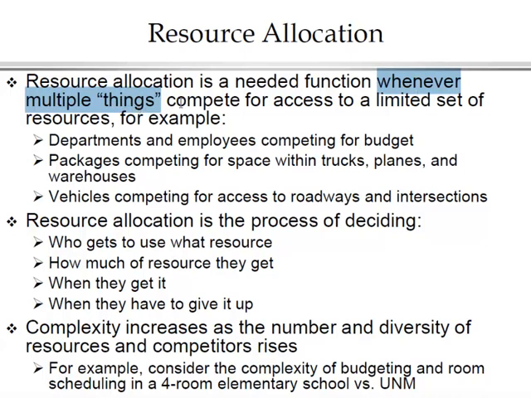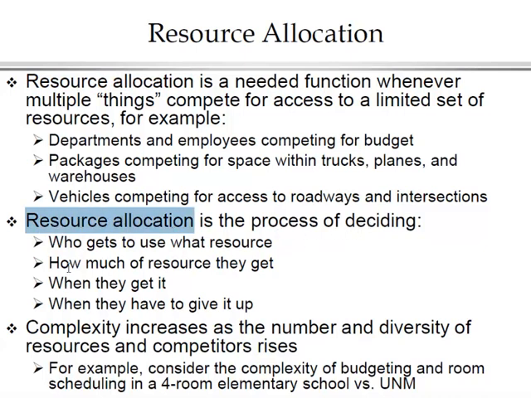Whenever you have multiple things competing for access to a limited set of resources, so for example, we've got some examples here. Whenever you have multiple departments or employees competing for budgetary dollars, whenever you've got packages competing for space in trucks or planes or warehouses, whenever you've got vehicles competing for access to crowded roadways and intersections, whenever you have students competing for access to classes or seats in classes, you have a resource allocation problem. Okay, so what is the nature of that problem? What are the decisions involved in it?